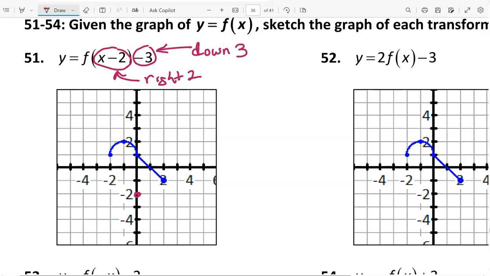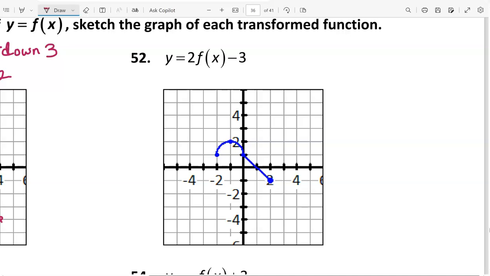Right 2 and down 3. Right 2 and down 3. And then right 2 and down 3. And we get the same exact shape, just slid over and down.